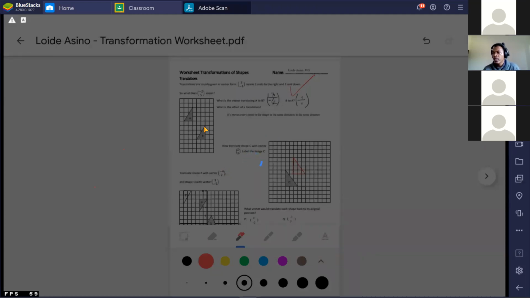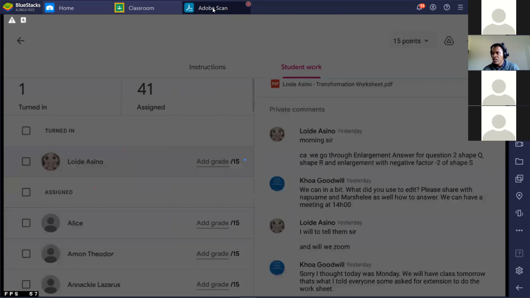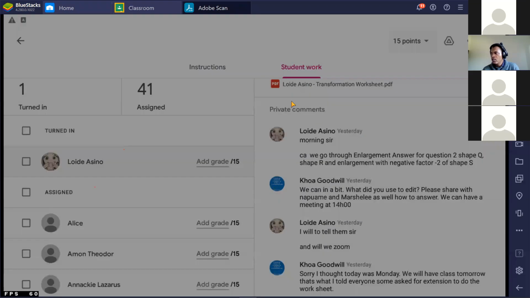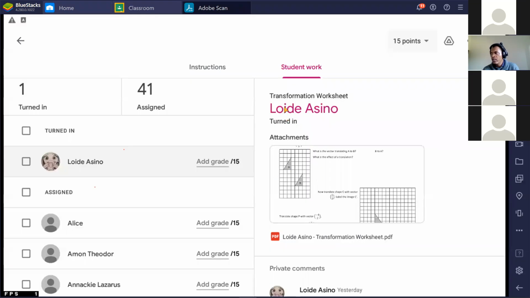I'm just showing you an example. This is from Loide's work, and this is using the phone. This is not using a computer. I just put the phone on the computer screen so that you can see how things are going on, right? So that is now for the work. Loide, this is the homework. That was the worksheet that she completed, and we will also discuss the worksheet a little bit later on.